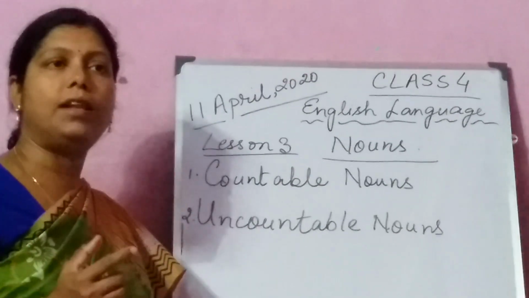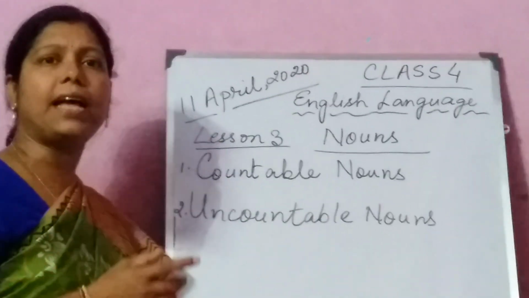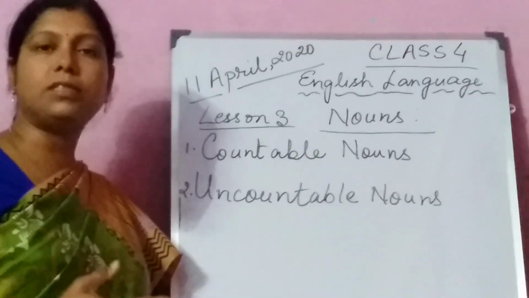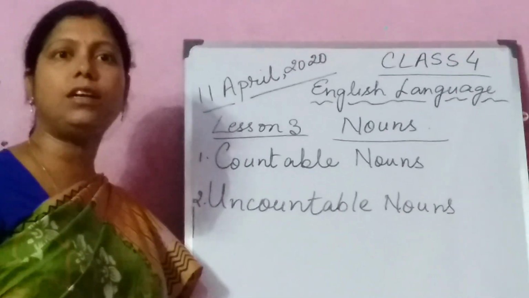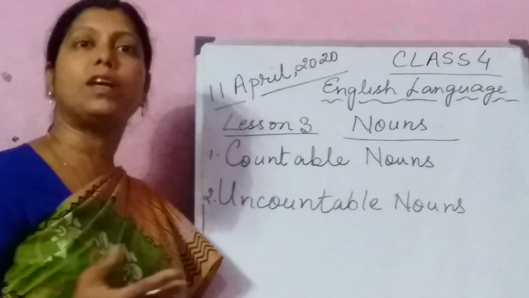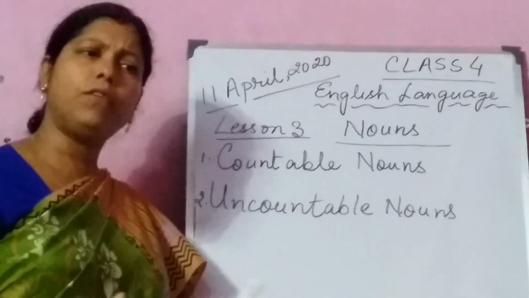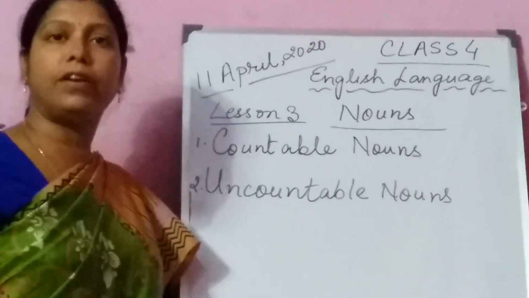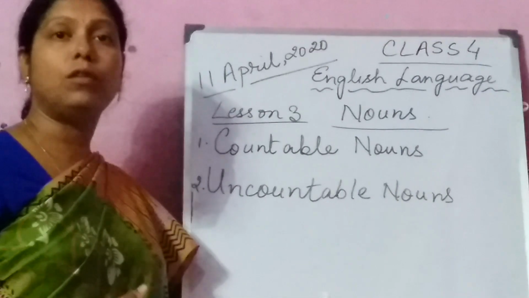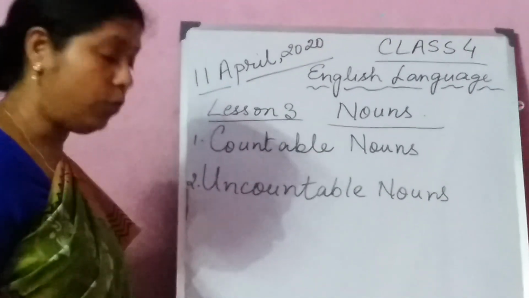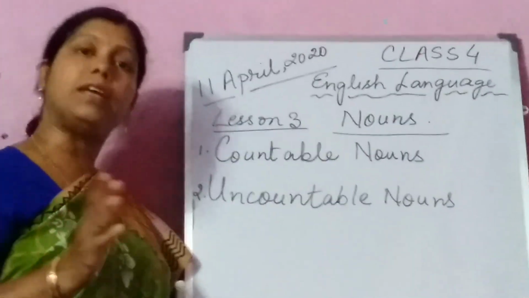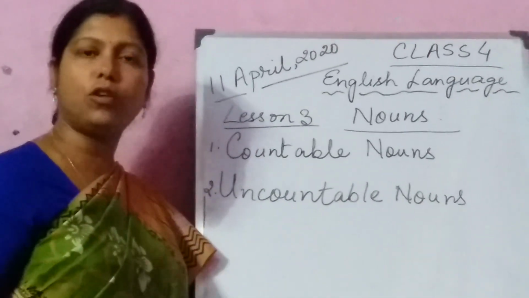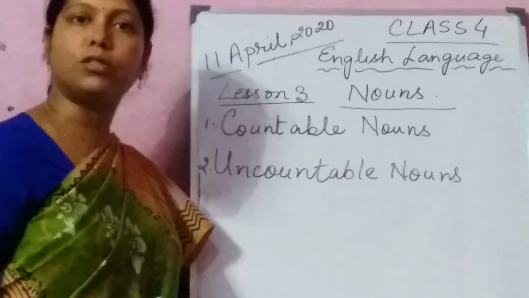Now let us take the example of cat. One cat, 5 cats. One pencil, 10 pencils. One eraser, 2 erasers. So the things you can count, isn't it? You can say it in this way also: dog, dogs; fairy, fairies; woman, women. They have both singular and plural forms. Just now we discussed they have singular forms also and plural forms also.